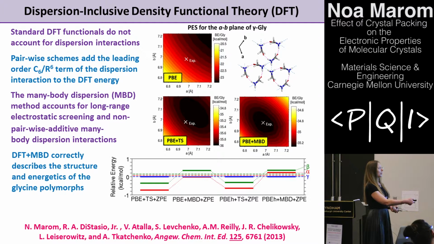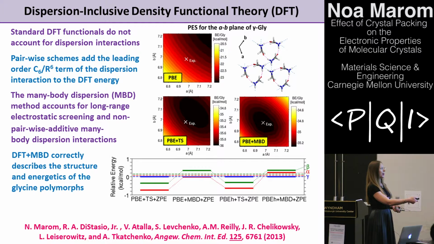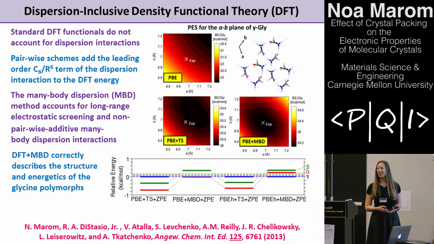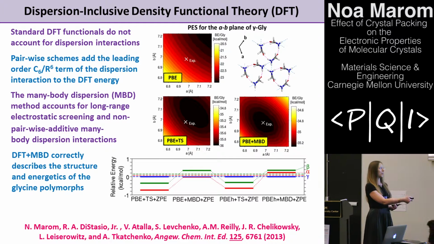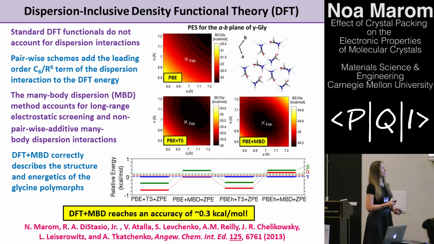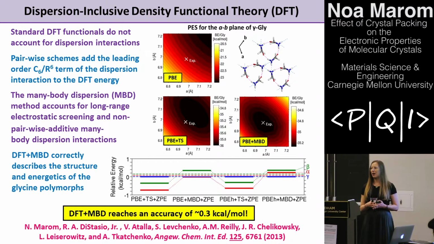So here, the dashed lines are the experiment. You can see it's a very difficult target here. And with a pairwise correction, we're getting the order of the polymorphs wrong, and also the energy differences are too large. But with the MBD method, we can recover about 0.3 kilocalories per mole of accuracy here.